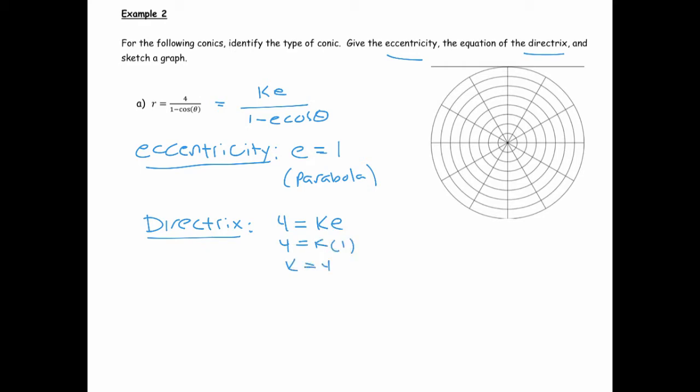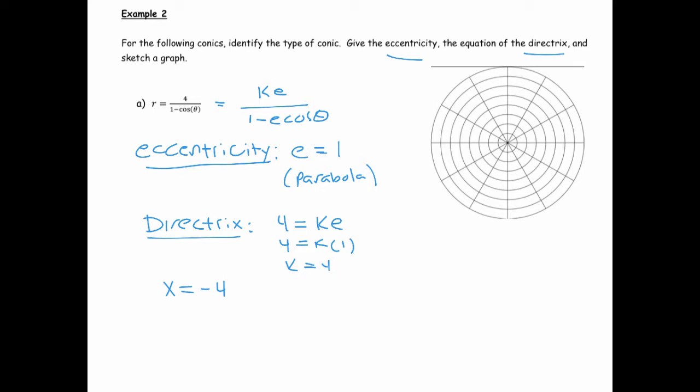Now careful, that's not the equation of the directrix in this case. Right? k is actually just a distance. And this is a cosine graph, which means we have a vertical directrix, and in this case it would be at x = -4, not +4.